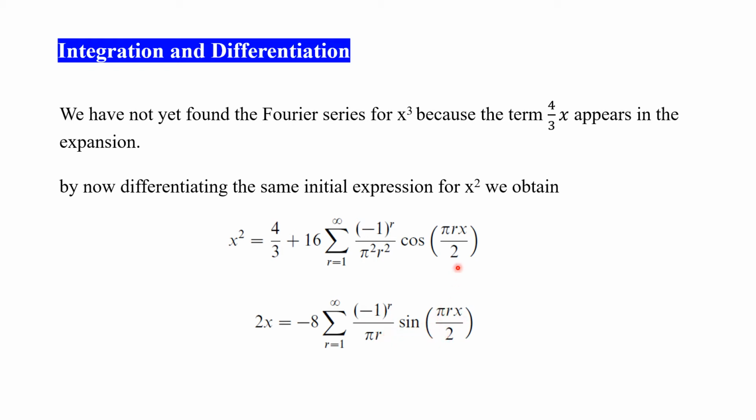If you get the derivative of this term here, you have pi r over 2, which you multiply here. So you have 16 over 2, that's 8, and then pi r divided by pi squared r squared. So you just have your pi r. So that is what happened here. Now you have an expression for x. So what you can do here is actually divide both sides by 2.